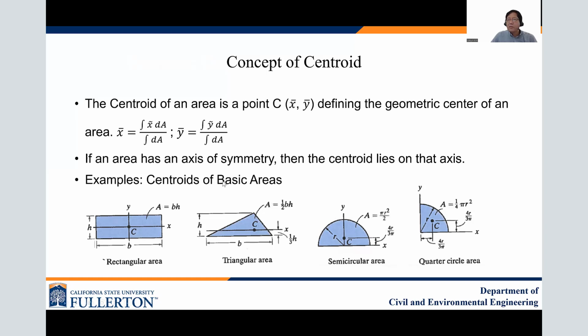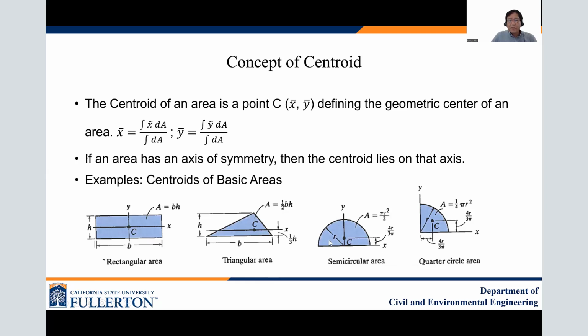The centroids of basic shapes can be found from the following figures. This is very useful. For the rectangular case, both axes are axes of symmetry, so the centroid is at the center. That one is the easy one. And then for the triangular area, there's a 1/3 and 2/3 rule. So there's a 1/3 h. That is the centroid for this triangle.